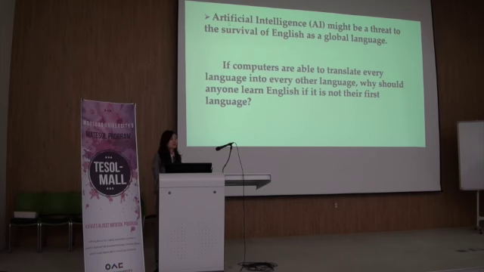The second very important parameter is artificial intelligence. Is it going to be a threat to the survival of English as a global language? Simply ask yourself this question. If computers are able to translate every language into every other language, why should everyone learn English if it's not their first language?